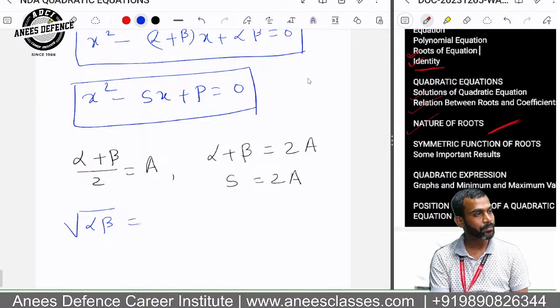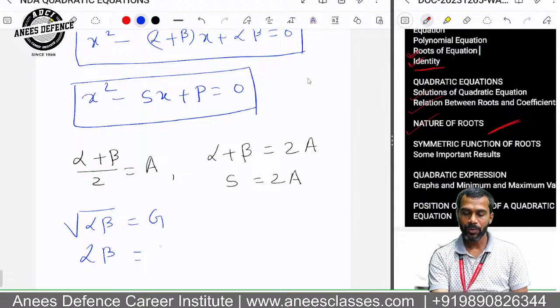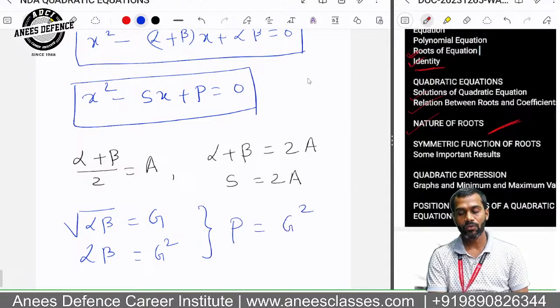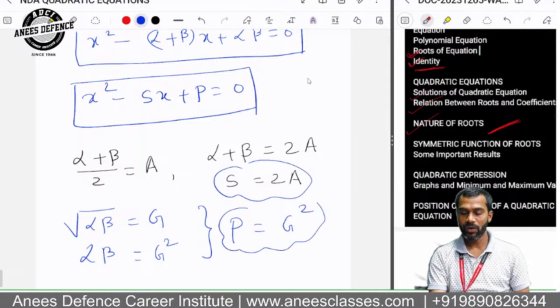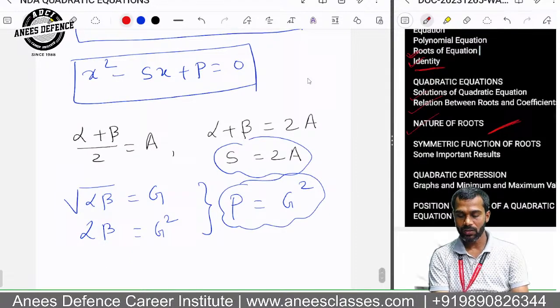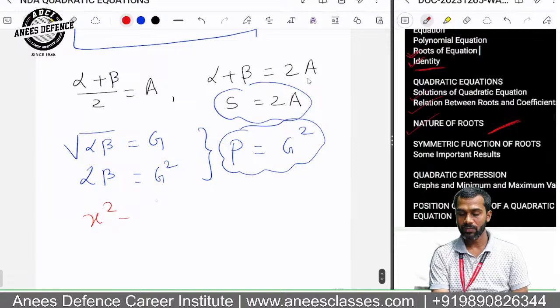Tell me, this is G. What is alpha into beta? Alpha into beta is G square. It means the product is equal to G square. Yes or no? Now replace S by 2a. Replace P by G square. So the new equation becomes x square minus 2ax plus G square is equal to 0.